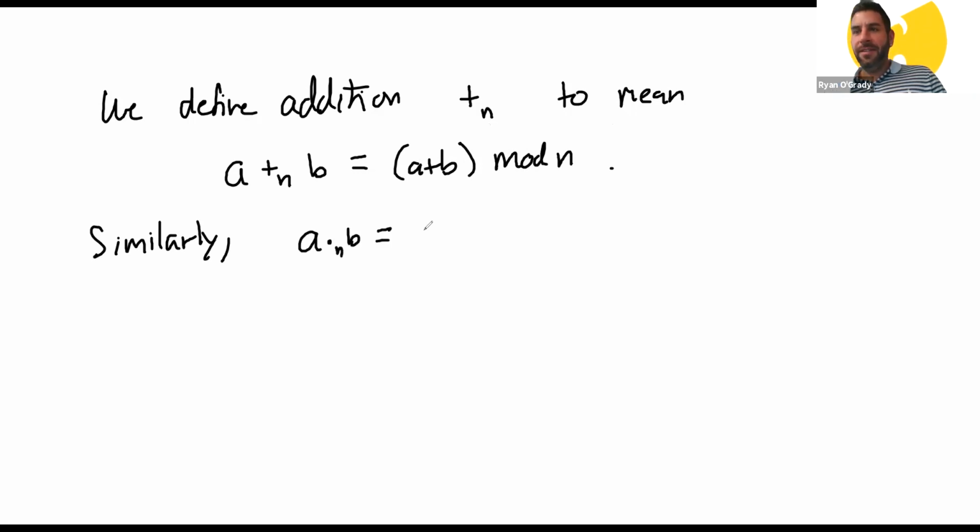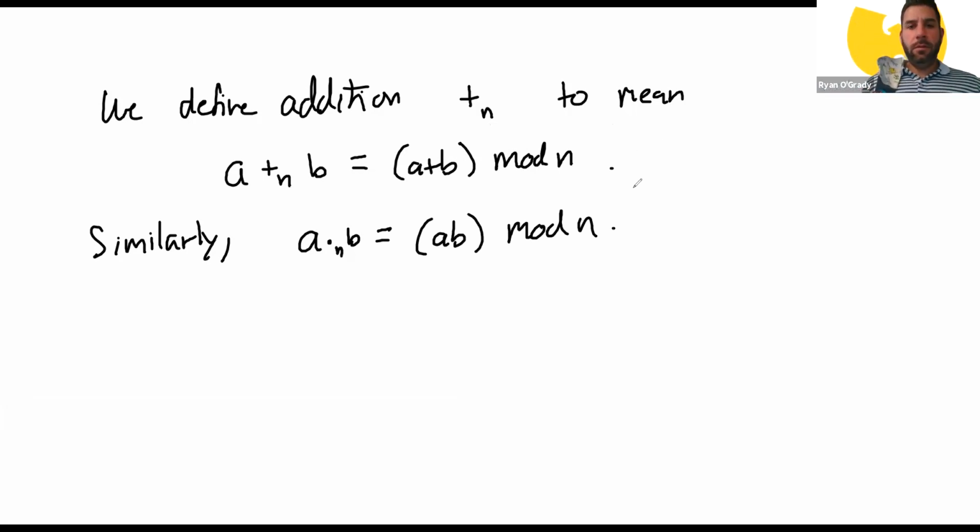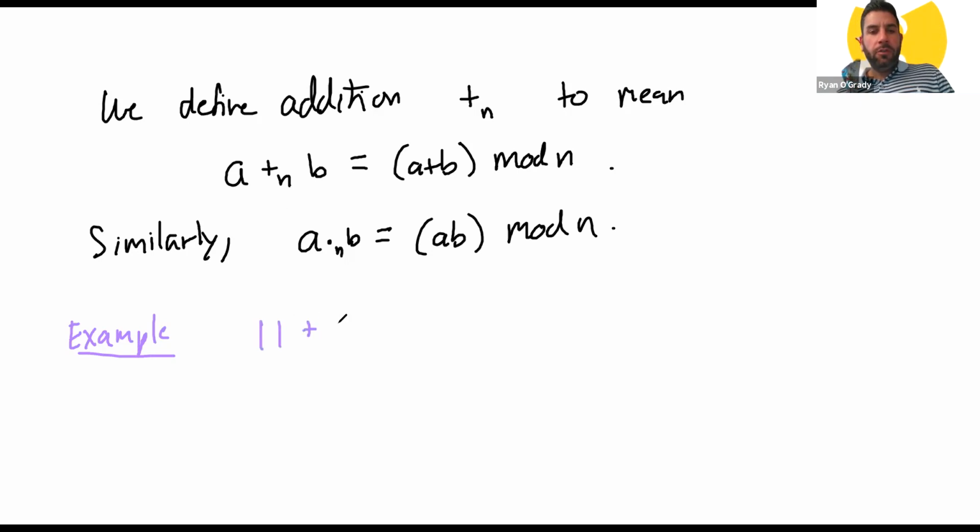So that looks scary. Don't let this scare you. We're going to just do an example quickly. Eventually, when you get the hang of this, we'll stop putting these subscripts because context will tell us what we're doing. But let's just look at an example. What is 11 plus 2 mod, say, 12?